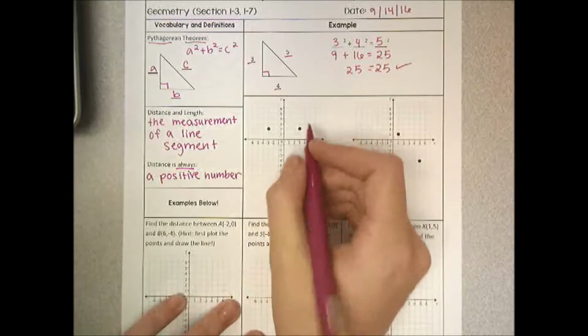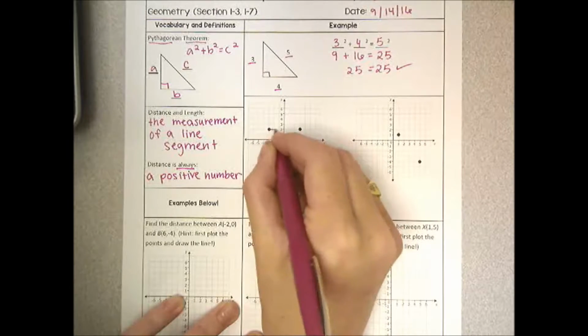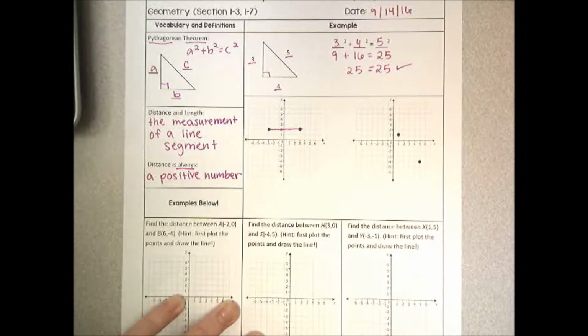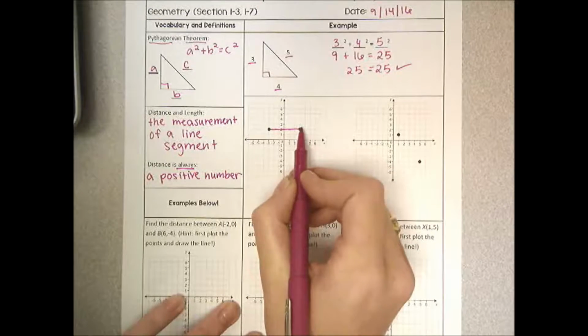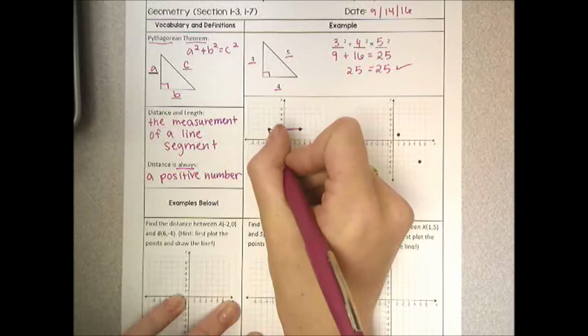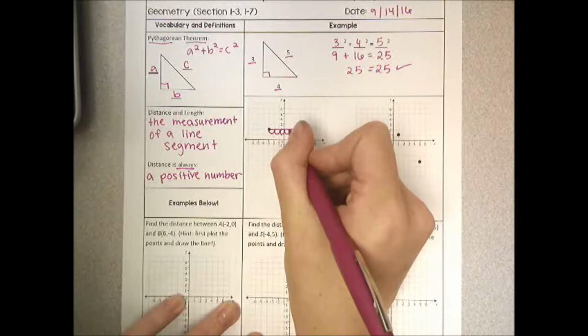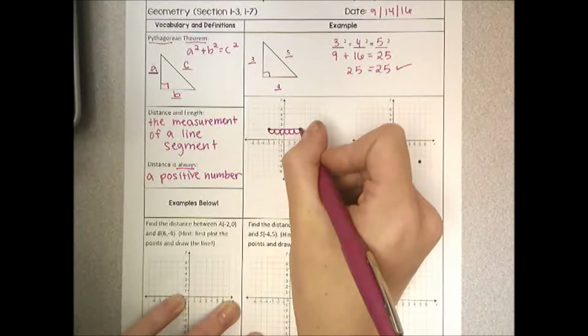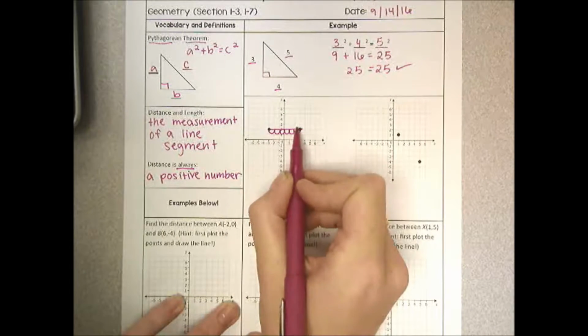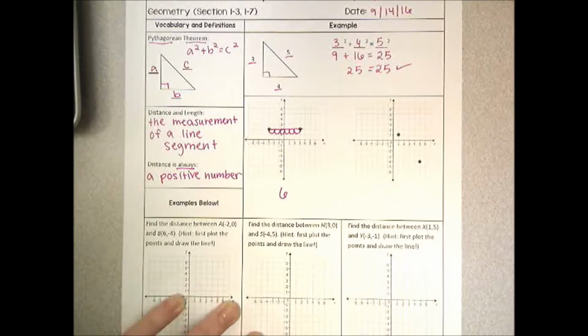So let's try some examples over here on a graph. So I have my 2 points right here, and I'm just going to connect the line segment in between them. And now I need to measure the distance. So since this is just a nice straight line, I'm going to go ahead and count the spaces between them. So if I move my pen over 1, 2, 3, 4, 5, 6. So I see that from my first point to my second point, the distance is 6. And all I had to do was count.